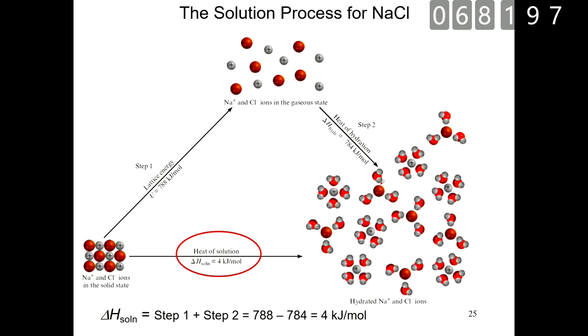The chloride has the negative charge. This is hydrogen, and the hydrogen has plus charge, so the hydrogen will tend to be close to the chloride. And this is sodium, so the oxygen will be close to the sodium. When this kind of state forms, this process will release energy. So here it absorbs 788, but this releases 784.